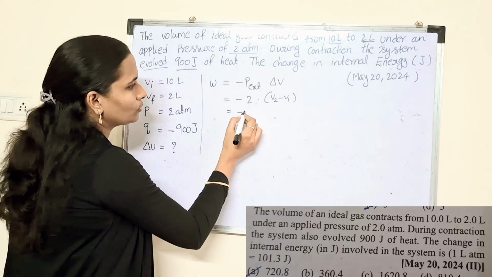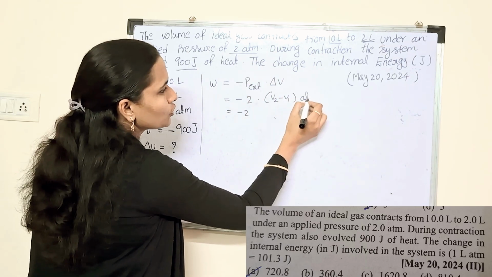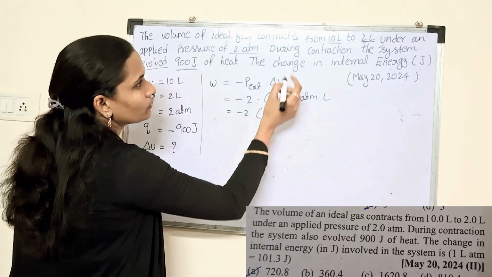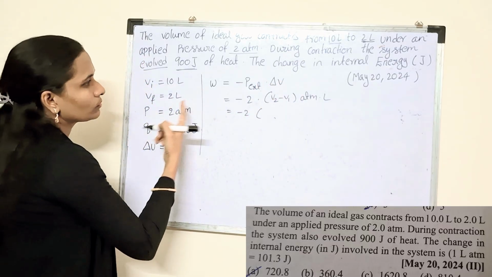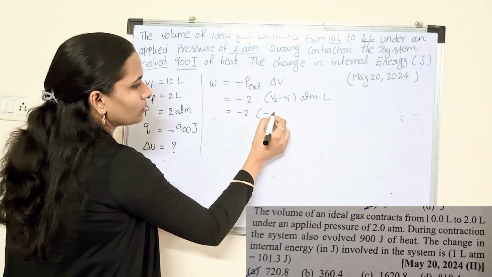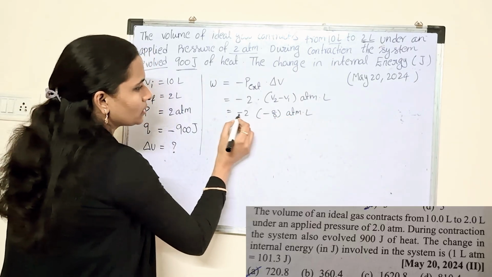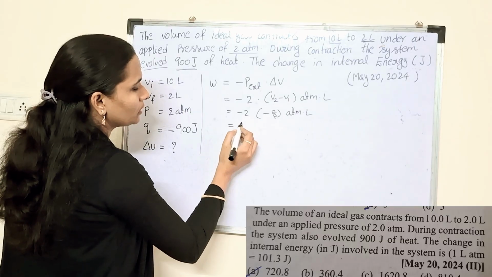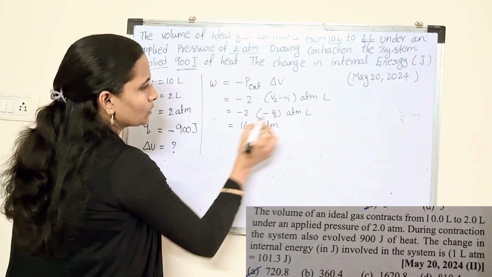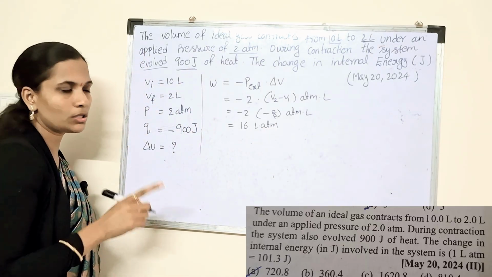So minus 2 into, this is P external, the units are atmosphere and volume is in liters. So V2 minus V1: V2 is 2, minus 10, that is minus 8 into atmosphere liter. Now minus into minus is plus, so totally that is 16 liter atmosphere. But the given heat is in joules, so we have to convert this into joules only.